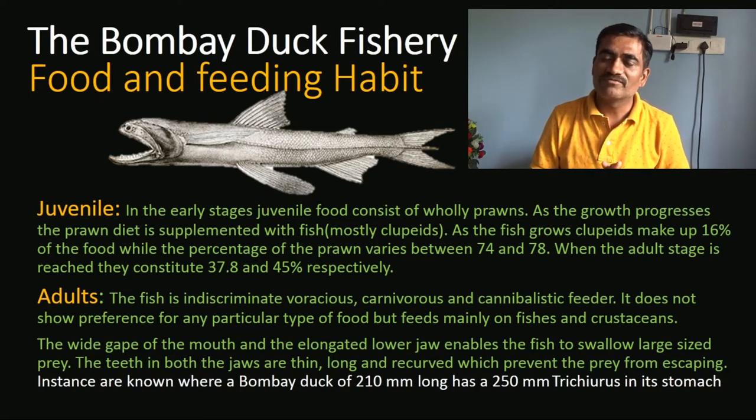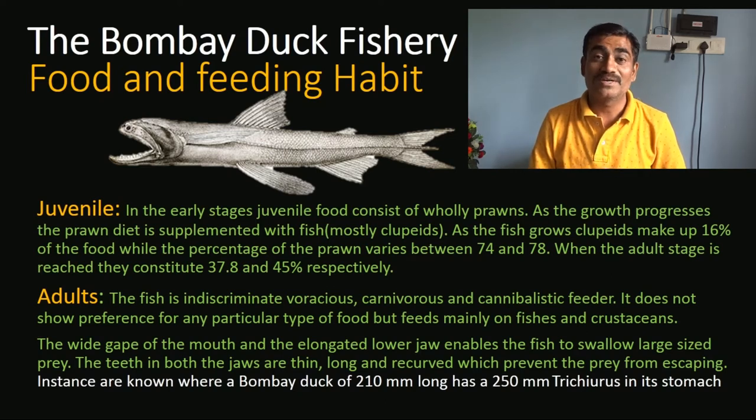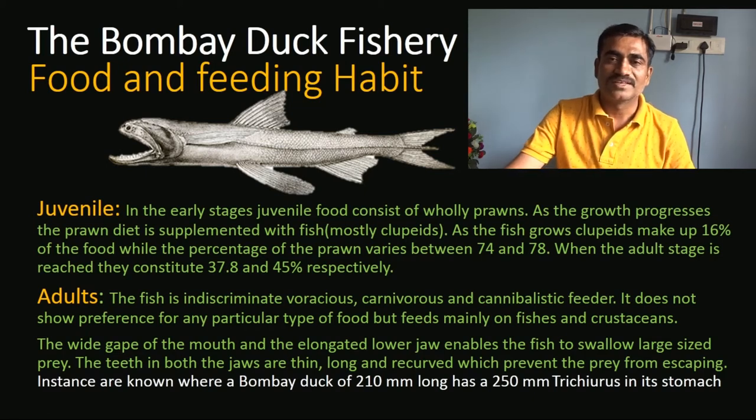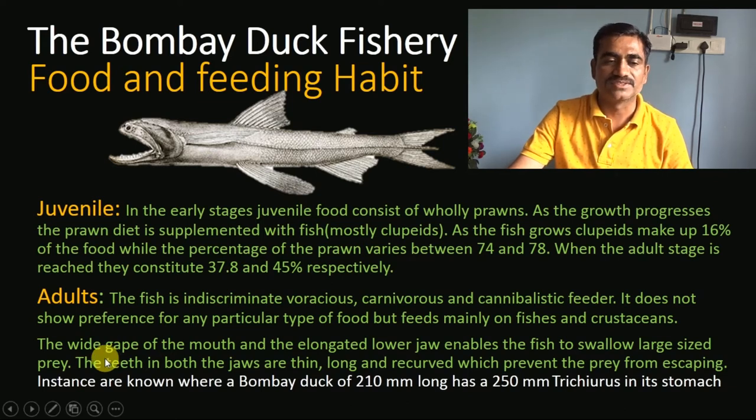That is, the Bombay duck does not give any preference for food, but mostly feeds on fish and prawns, that is, mostly crustaceans and fishes. The wide gape of the mouth, as already said, and the elongated lower jaw allow the fish to swallow large prey. This large mouth gap and long jaw allow the fish to capture and eat large fishes.